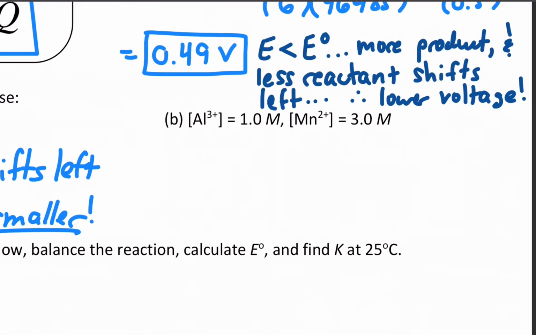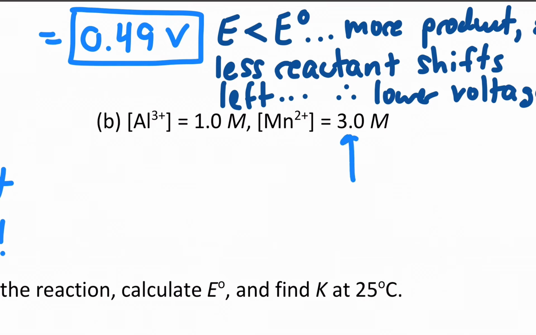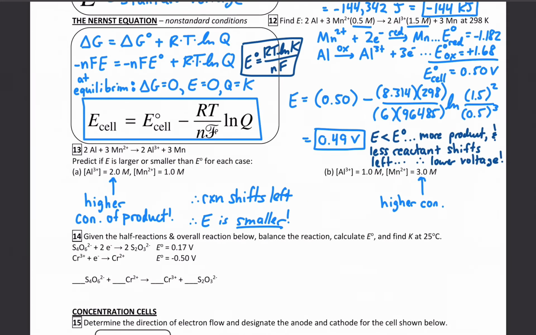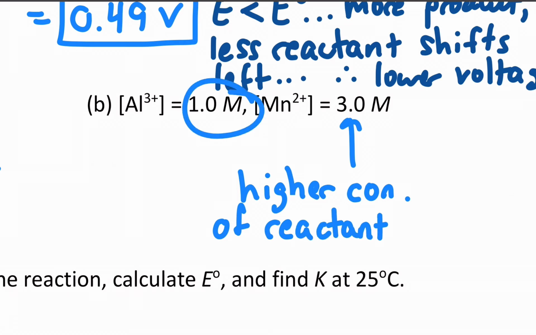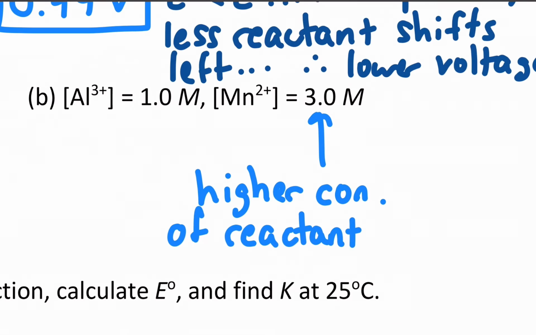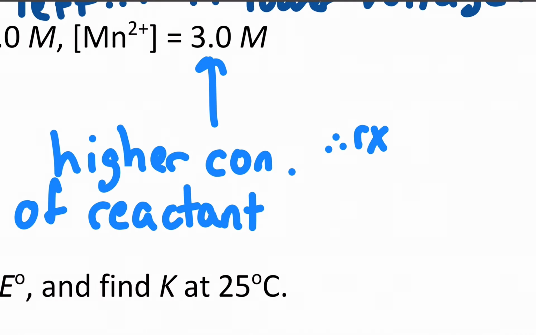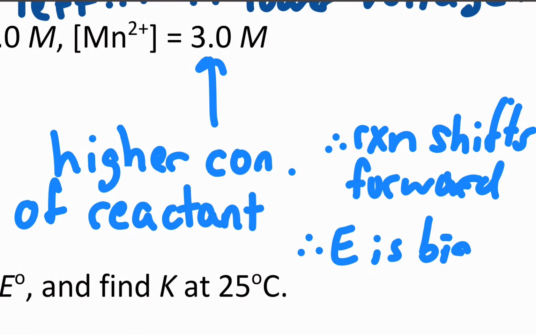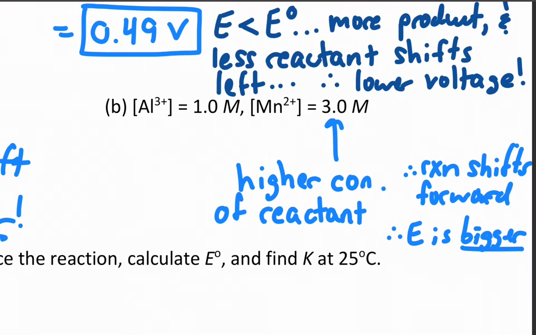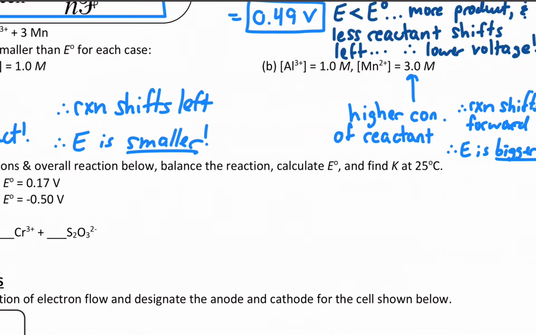And if you look at B, it's pretty much the exact opposite. B has a higher concentration of reactant. And the other thing is still 1 molar, so that's still standard. So that means the reaction shifts forward. Thus, E is bigger. More forward reaction, more potential, more voltage that we can get out of this.